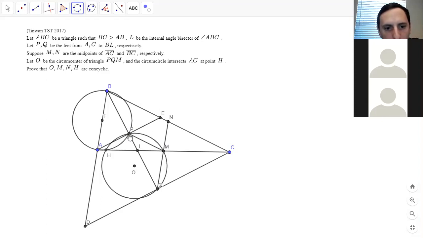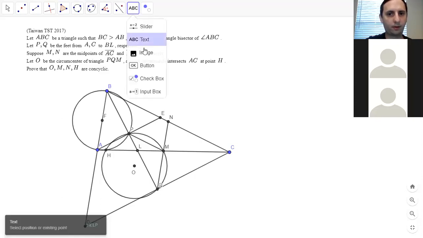OPQ is OQP. So FPO is 180 minus OQM, which is 180 minus OMQ, which is OMN. So the two triangles are congruent. So we could show triangle FPO is congruent to OMN.